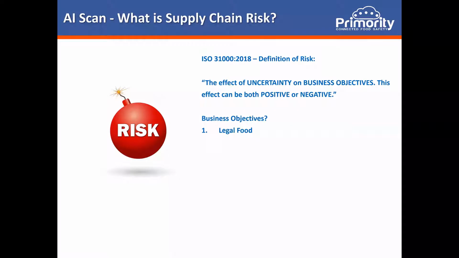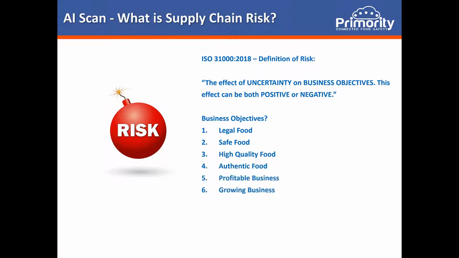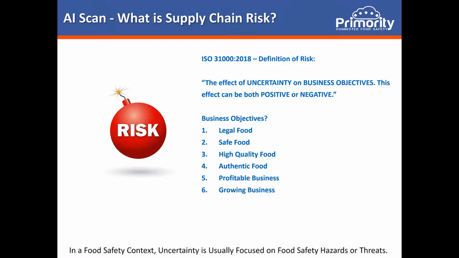Homing in a bit more on what that means to the food sector, what are the business objectives? Well, certainly legally compliant food, safe food, high quality food, authentic food, a profitable business, and a growing business. These are all core business objectives in the food industry. But in a food safety context, uncertainty is usually focused on food safety hazards or threats, be they safety, authenticity, provenance, food fraud, food crime, and so on.